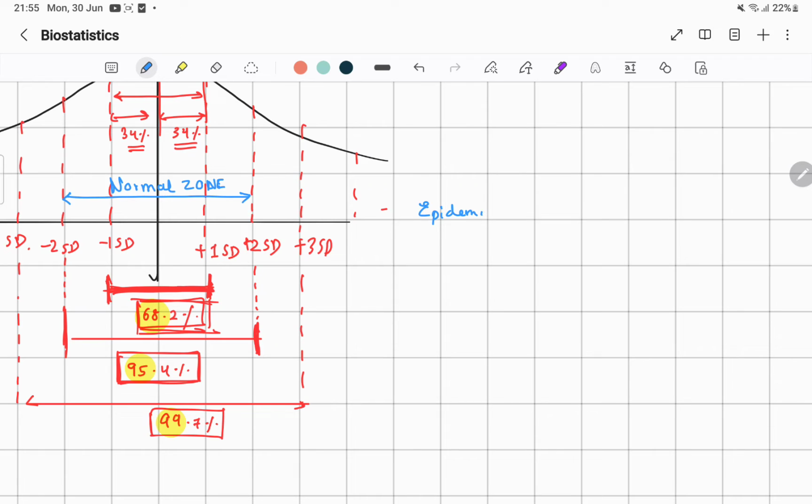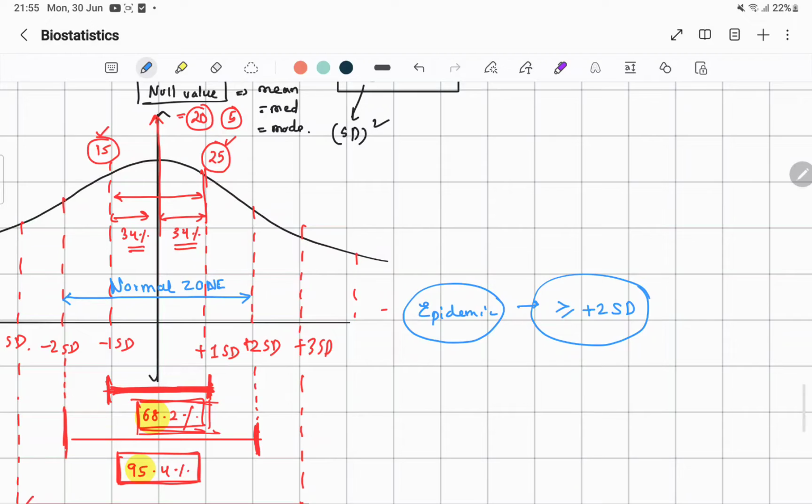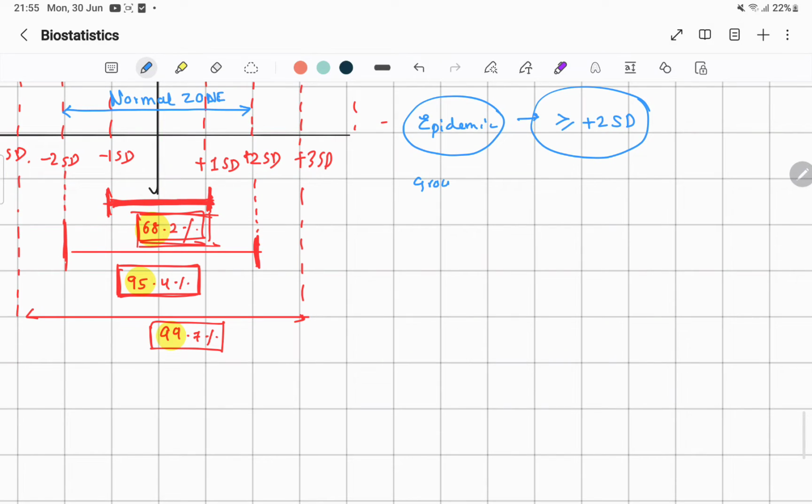In epidemic, we say that if the cases exceed plus 2 standard deviation, that is, if the cases were occurring up to this, but now they have exceeded this, this is an epidemic. It is used in growth charts. We say that minus 2 SD is basically malnourished. It is used in many things, right?